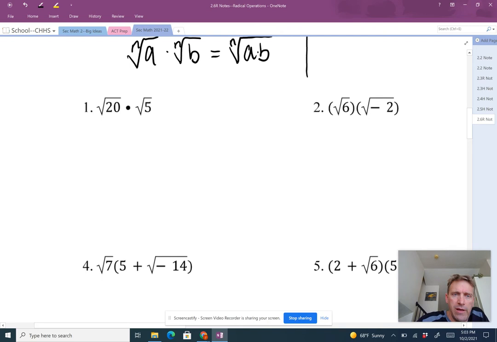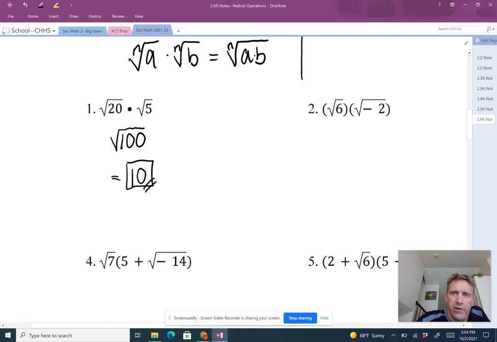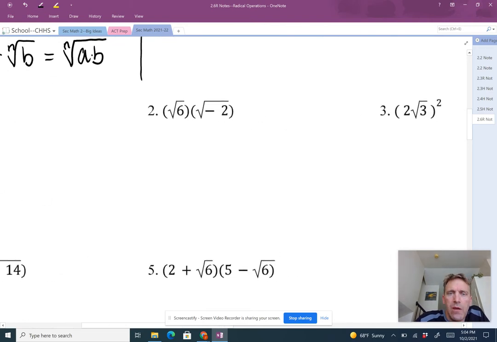The square root of 20 times the square root of 5, because 20 times 5 is 100, this is equal to the square root of 100. And then I ask myself, what number times itself equals 100? And the answer is 10. 10 times 10 is 100. All right, moving on along.